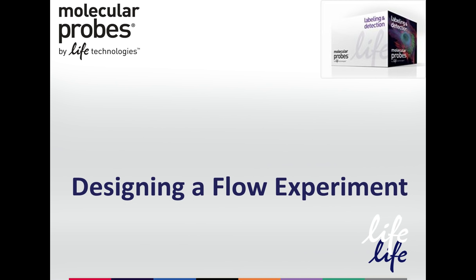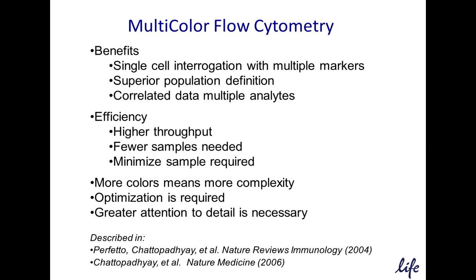So let's discuss some basics in designing a flow cytometry experiment. Regular advances in reagents and instrumentation for flow cytometry allow the researcher to run increasingly complex multicolor experiments. There are many benefits, including that a single cell is interrogated with multiple markers, giving a better definition of population, and data from multiple analytes can be correlated. This has an efficiency. Fewer samples are required, which means the amount of sample required is less, and it gives a higher throughput. Measuring more colors does mean the complexity of the testing increases, and there is more optimization that is required with a greater attention to detail. This increased complexity requires a more strategic approach to experiment design, especially when choosing which fluorophore to pair with each antibody.